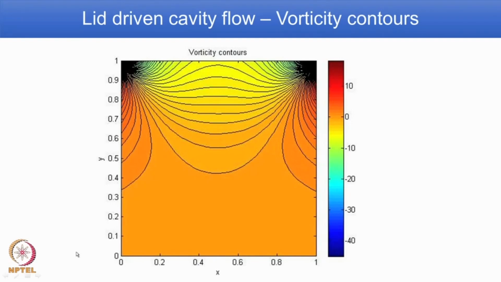And once you get omega, again you can look at the flow through omega in the form of a vorticity contour as shown here. Again you can have an interpretation, color and then corresponding values are given here. So, you can have an idea where is the maximum omega and where is the minimum omega.